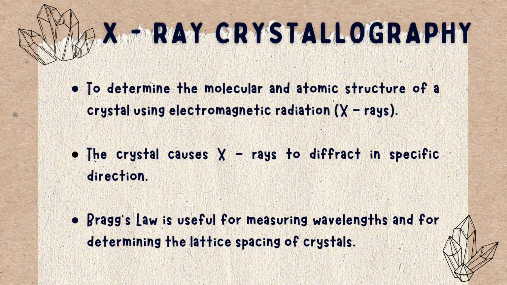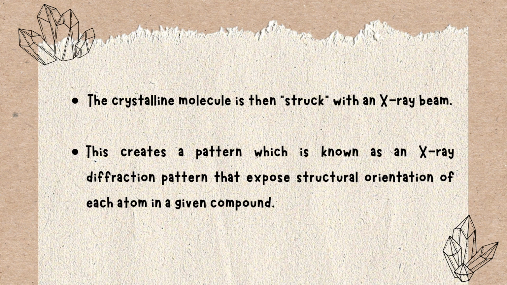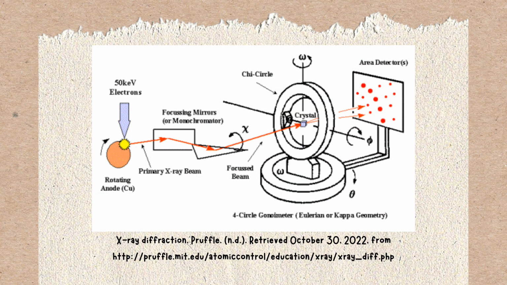X-ray crystallography determines the molecular and atomic structure of a crystal using electromagnetic radiation, X-rays. The crystal causes X-rays to diffract in specific directions. Bragg's law is useful for measuring wavelengths and for determining the lattice spacing of crystals. The clouds of electrons are at the same scale as the X-ray radiation wavelength. X-rays are used in this method. This implies that the electrons of the atoms in the crystal deflect and scatter the radiation. When the diffraction occurs, the diffracted X-rays form a pattern that exposes the structural orientation of each atom in a given compound. This schematic represents how X-ray crystallography works.